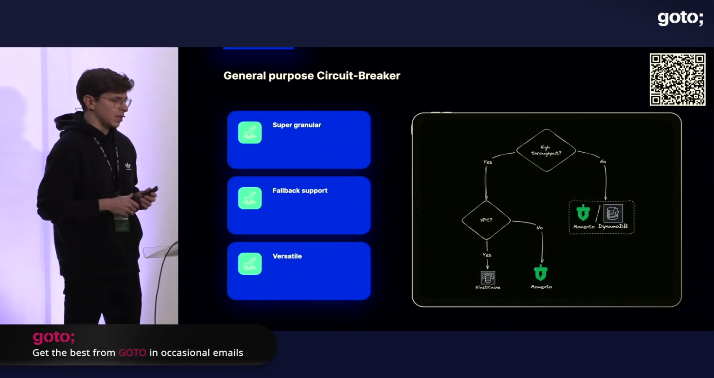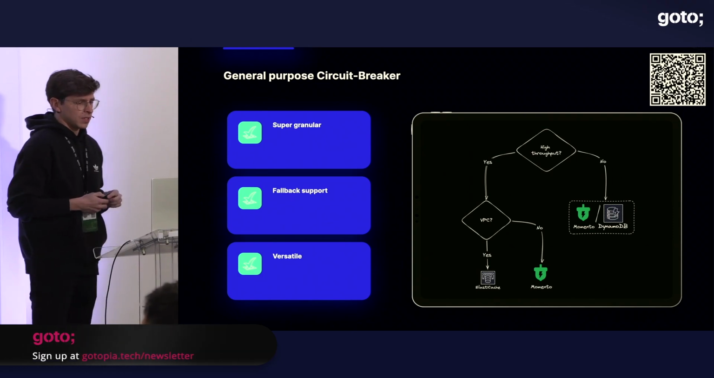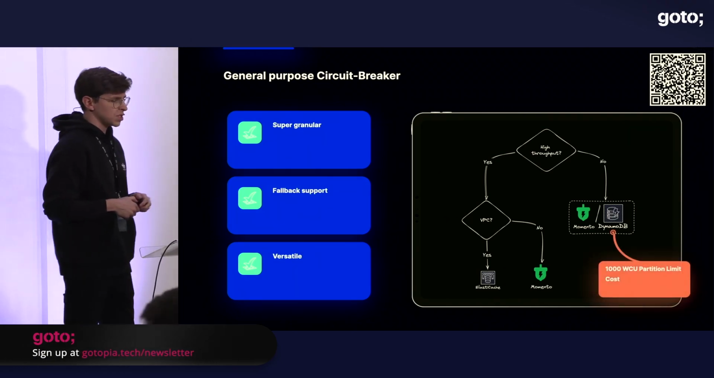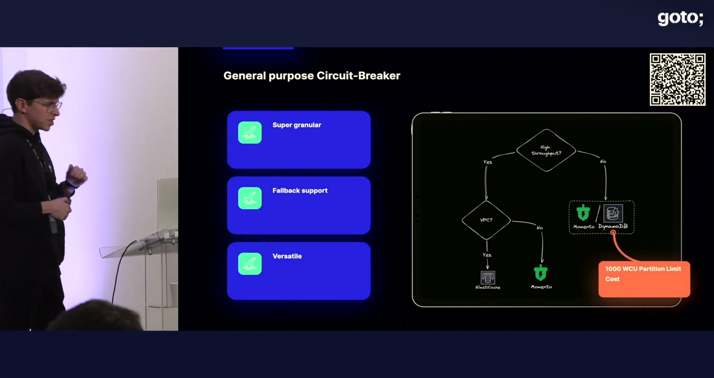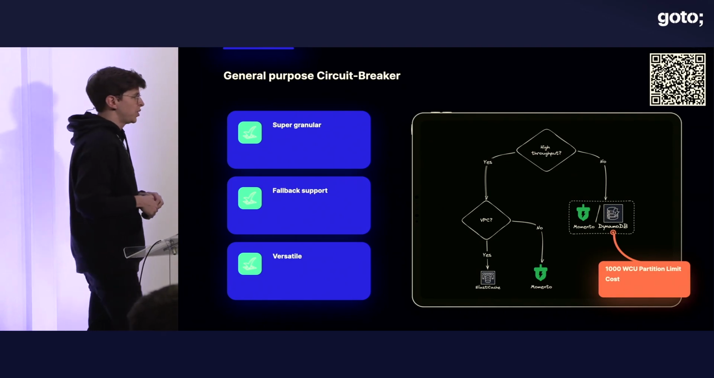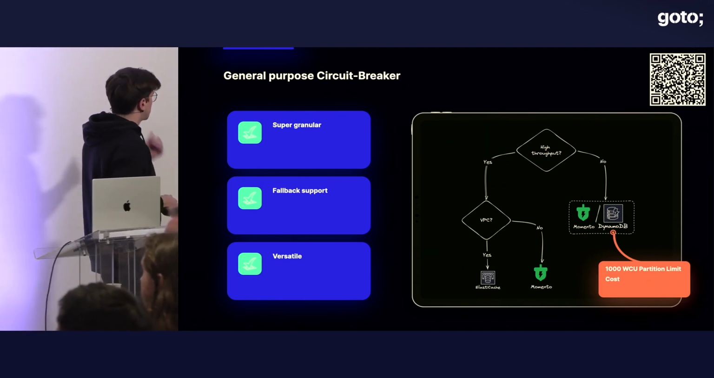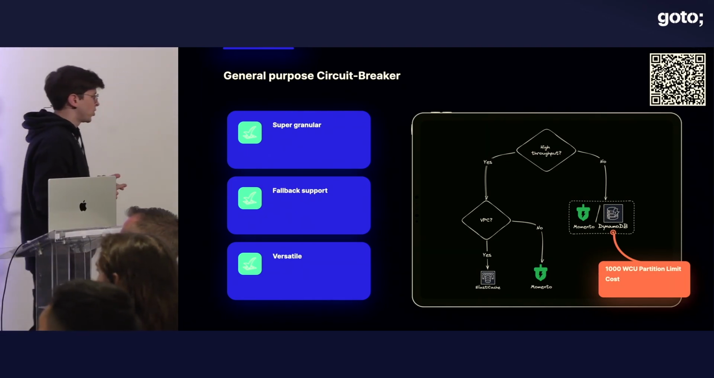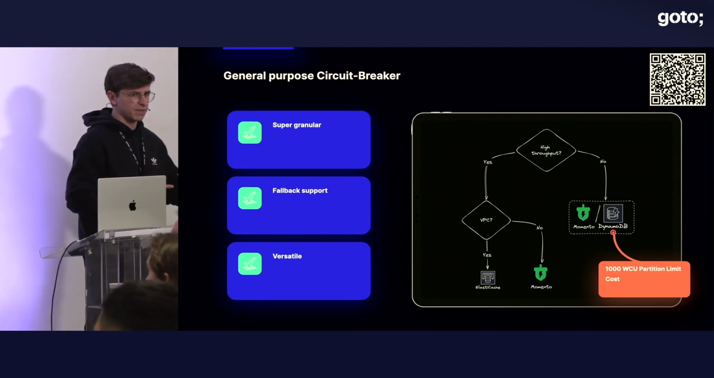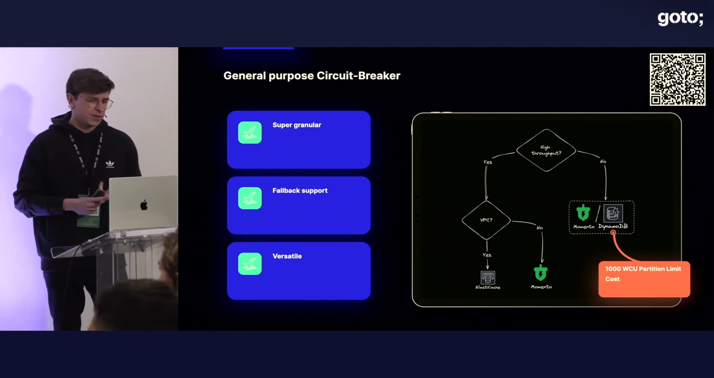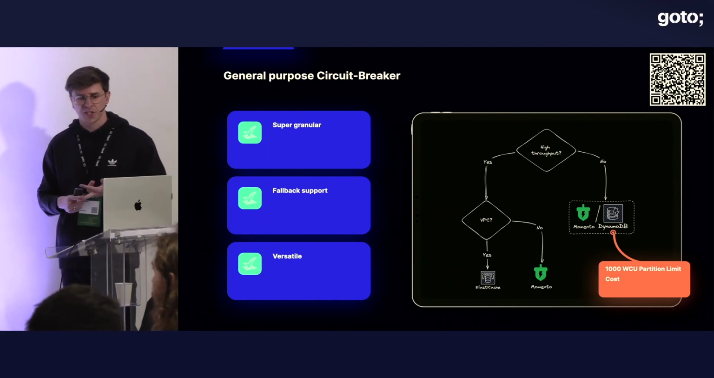Okay, and how can we implement that? So my recommendation is to use this general purpose circuit breaker. So it's like a normal circuit breaker implementation, but with a distributed state. It's super granular. It has fallback support because we are doing that in our code. We can even have a backup system. It's very versatile because we can use it in any type of integration.